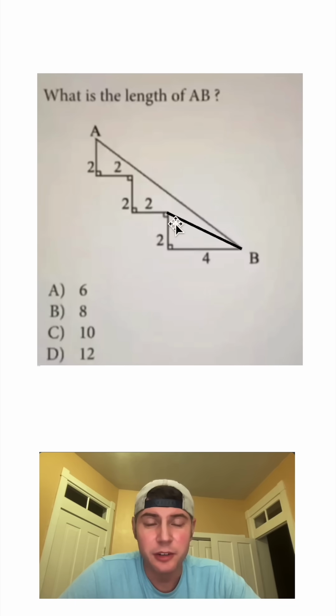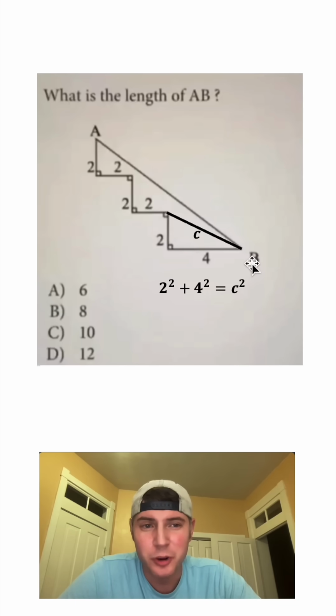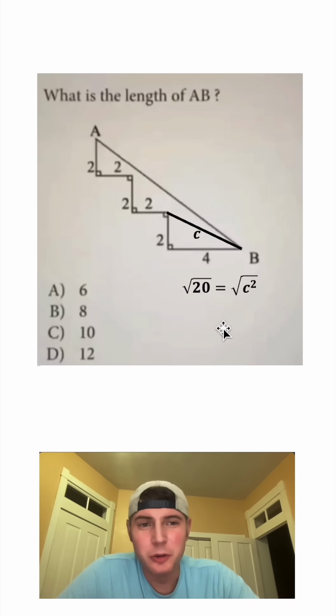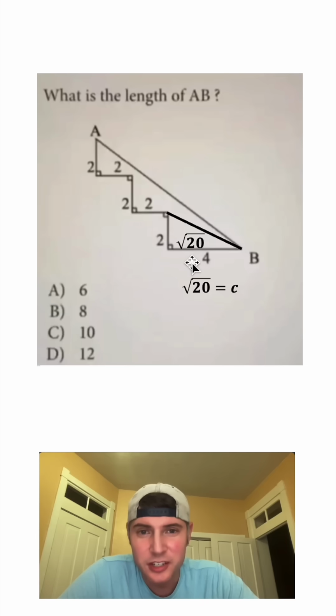This is a right triangle. So if we call this side C, we can use Pythagorean theorem. We have 2 squared plus 4 squared equals C squared. 2 squared is 4, 4 squared is 16. 4 plus 16 is 20. And after we square root both sides, we get C is equal to square root of 20. So let's change this C into square root of 20.